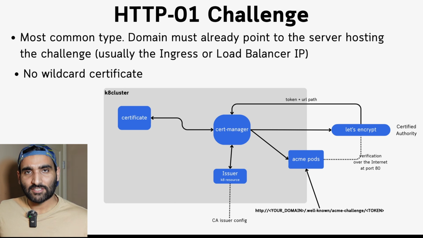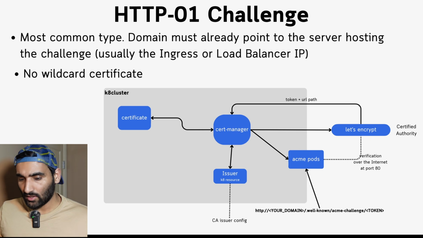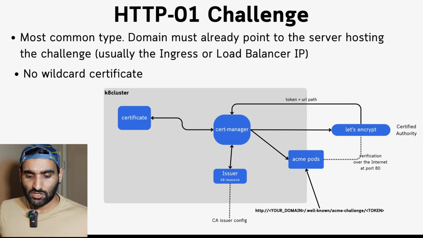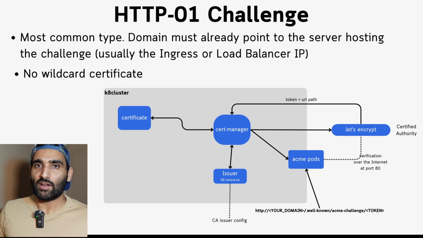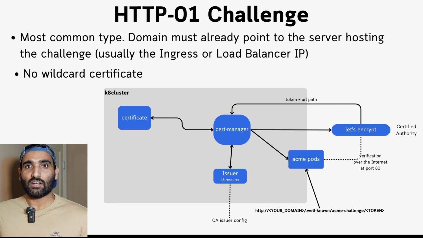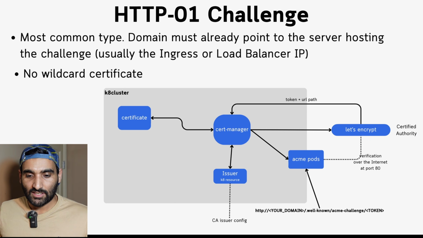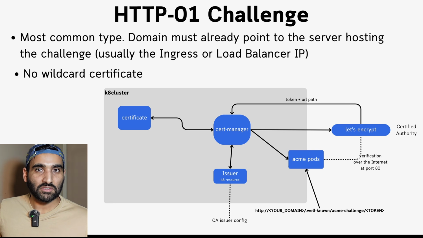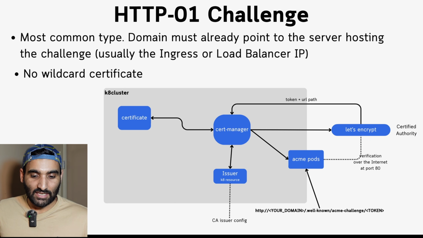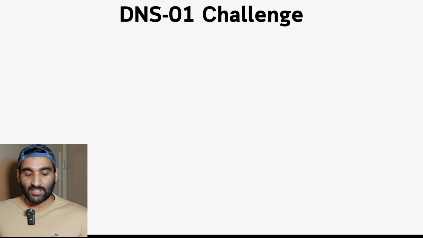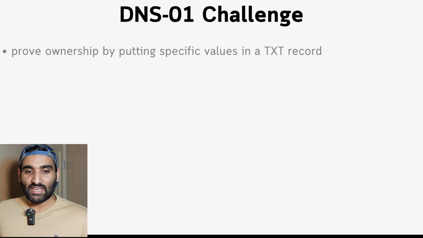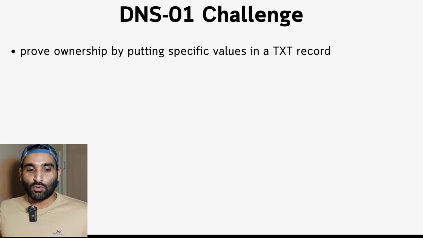You expose a particular link and URL at a public location or public path, which Let's Encrypt verifies. It comes from different locations. It sends requests from various locations in the world to make sure that it's validated. Once it's verified, it ensures that you own this domain, and it gives you back the signed certificate.